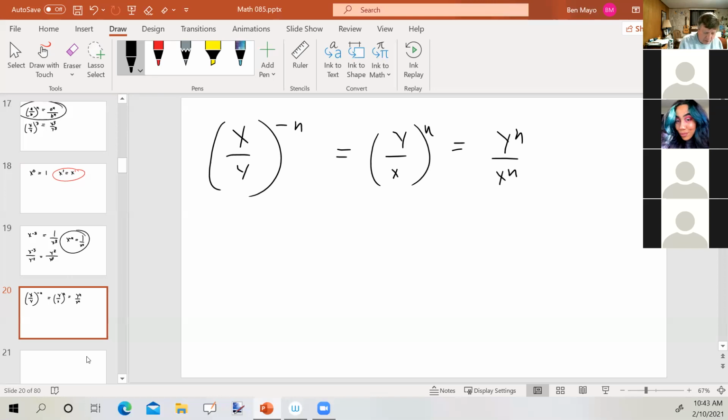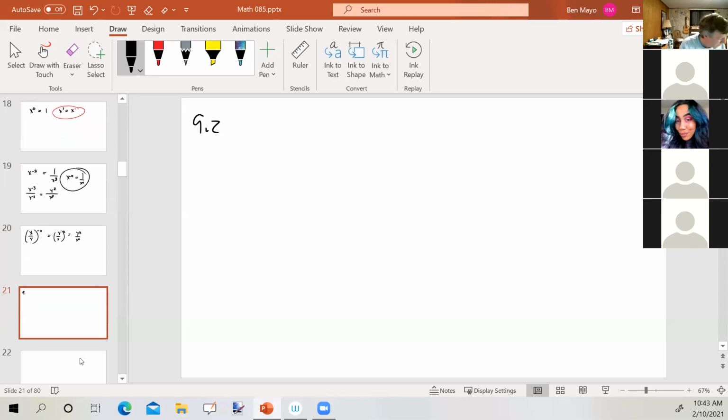All right, so now we're going to go on to section 9.2. And we're going to apply these rules, only now we're going to expand what we can use as exponents. Now we're going to deal with having exponents that are fractions.